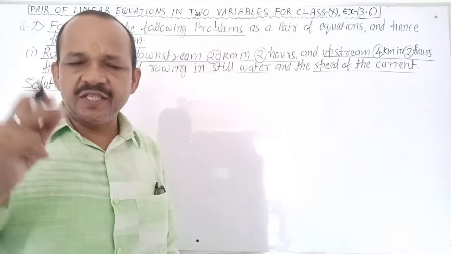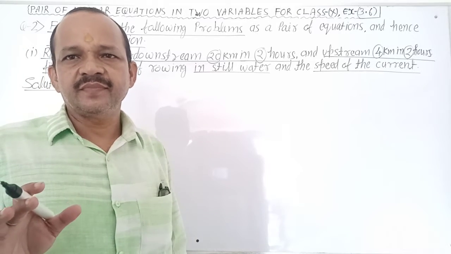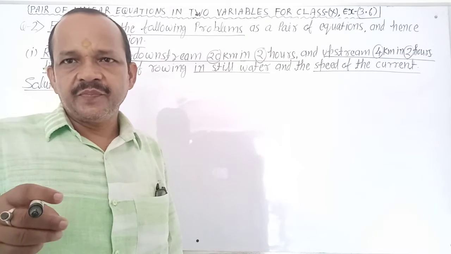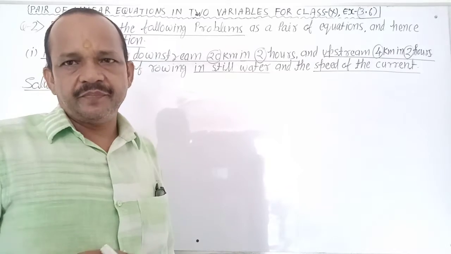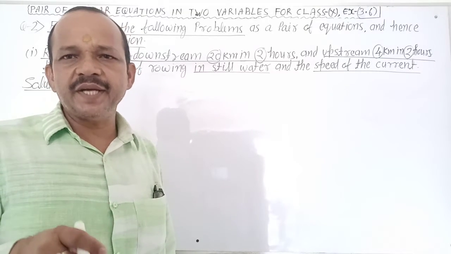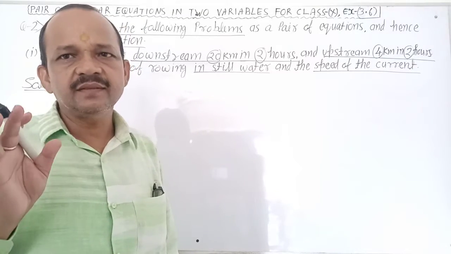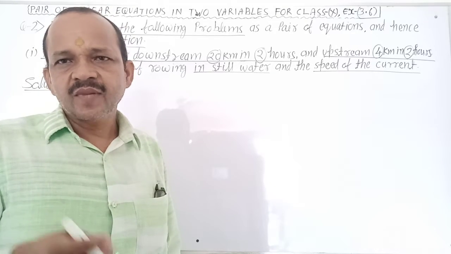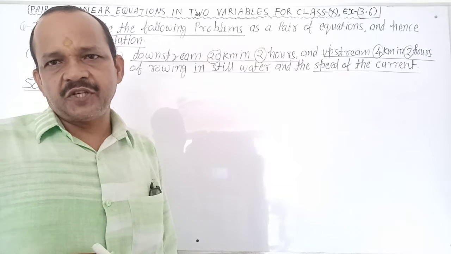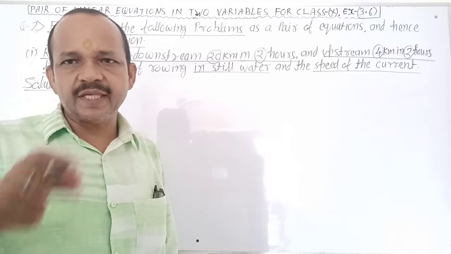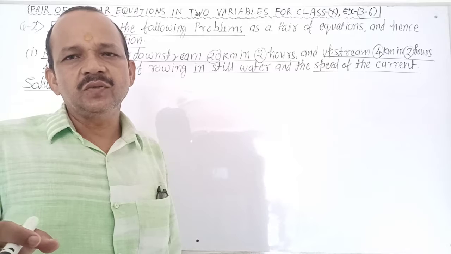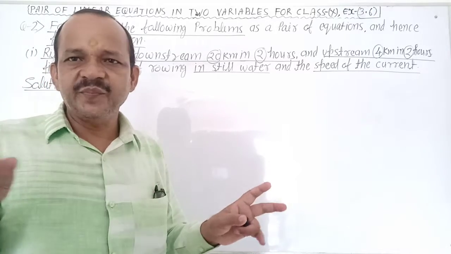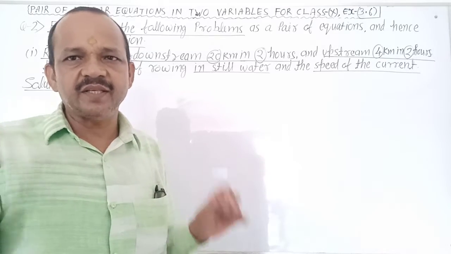Speed equal to distance upon time. Speed in water downstream equal to x plus y equal to distance upon time. Speed in water upstream equal to x minus y equal to distance upon time. It is clear, no confusion about it. Very good.